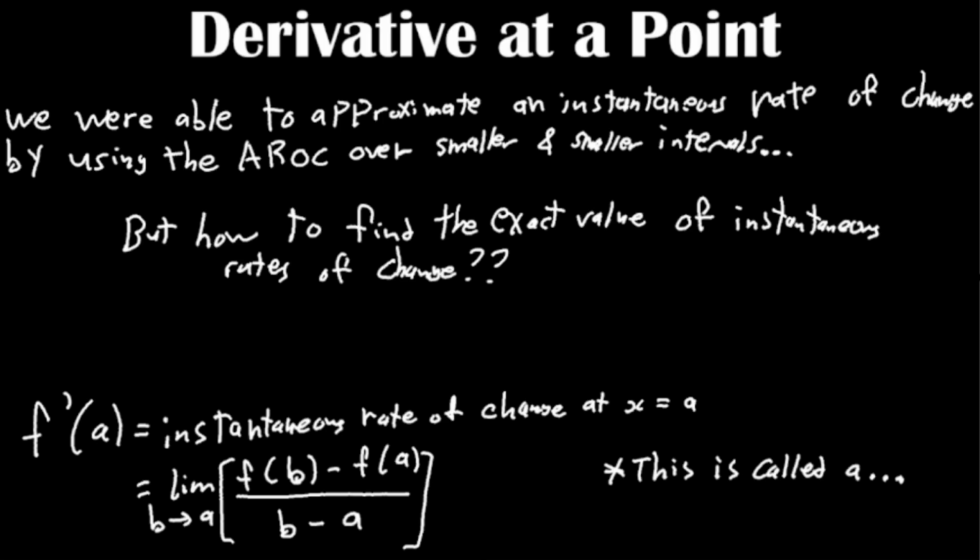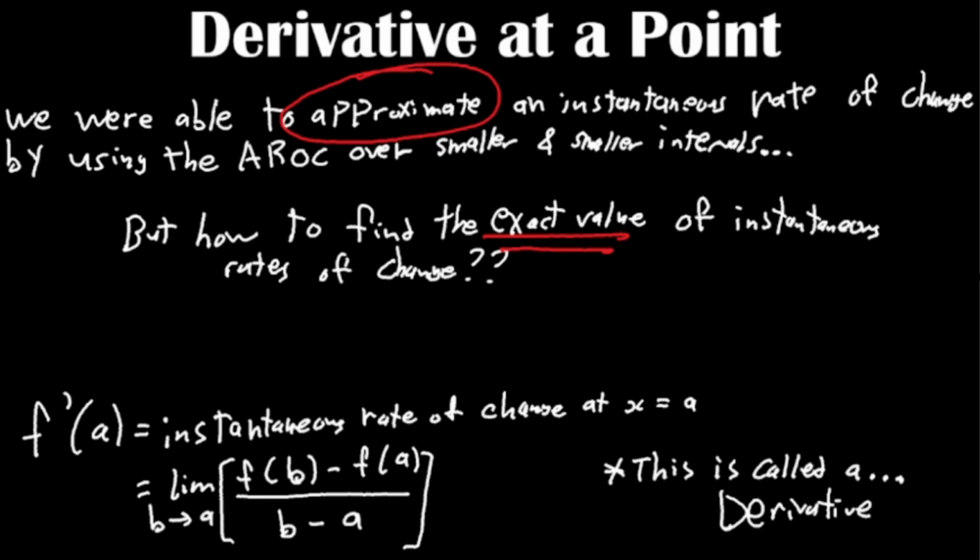Alright, so using the average rate of change formula and just shrinking the interval, we were able to approximate the instantaneous rate of change. But notice, this is only an approximation. How do we find the exact value of instantaneous rates of change? Well, to do this, we use something called a derivative. A derivative is a tool in calculus. It's very important. It helps to tell you the instantaneous rate of change or the slope of the tangent line at specific points. In our previous example, we were able to approximate it by bringing them closer and closer together.